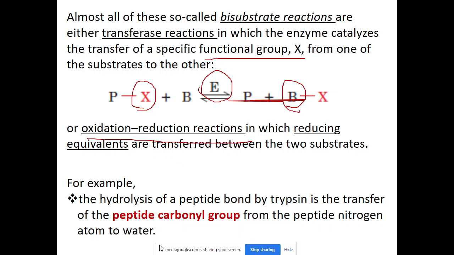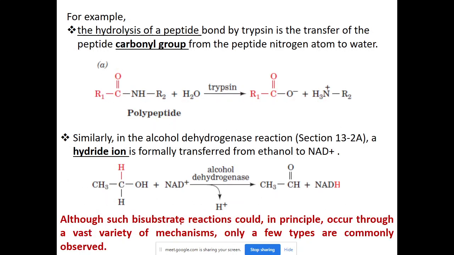An example for this would be the hydrolysis of a peptide bond by trypsin. In this, the transfer of the peptide carbonyl group from the nitrogen atom to water occurs. We shall see this here, and the example is given here. You have the peptide, and in the hydrolysis of the peptide, this carbonyl group is transferred to the water molecule. This is one kind of transfer that happens when two substrates are involved in a reaction.